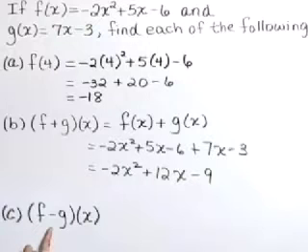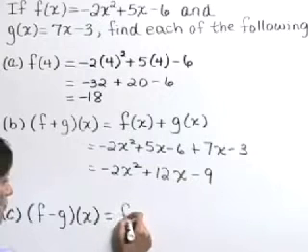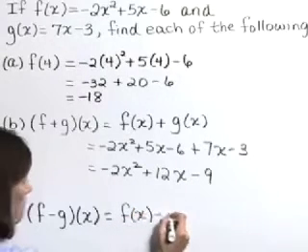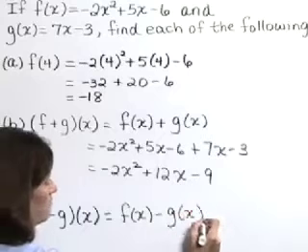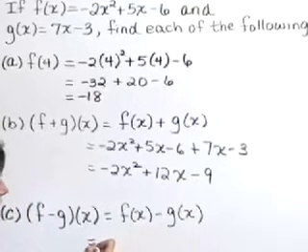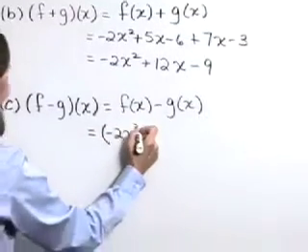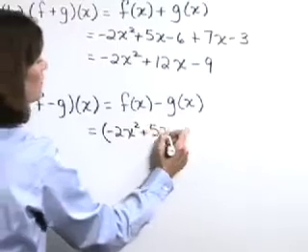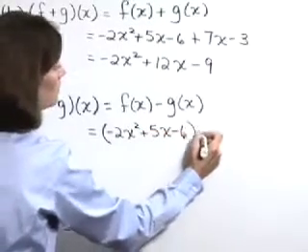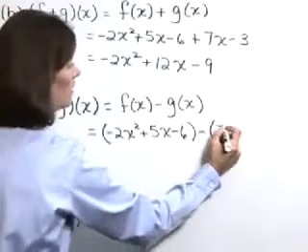Now let's subtract these functions and find f minus g of x. First, go ahead and write that as f of x minus g of x. Now let's substitute in our function values. f of x is negative 2x squared plus 5x minus 6. From that, we'll subtract g of x, which is 7x minus 3.